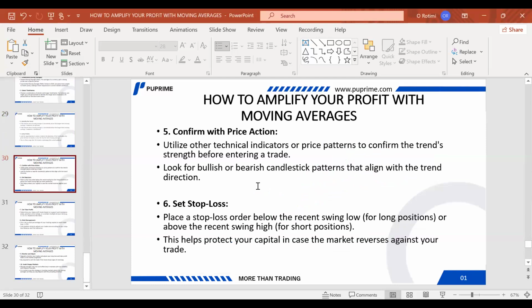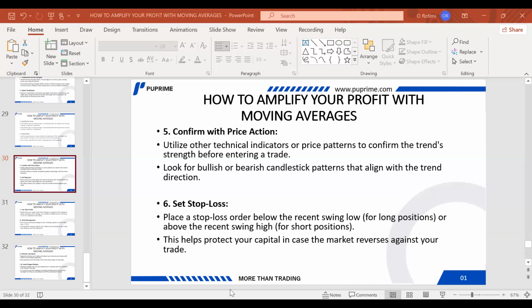Number 5, confirm with price action. Utilize other technical indicators or price patterns to confirm the trend before entering a trade. Look for bullish or bearish candlestick patterns that align with the trend direction. So that's where our candlestick patterns, our chart patterns, our trend lines all come in. So we can use that as a confirmation for us to enter into the trade.